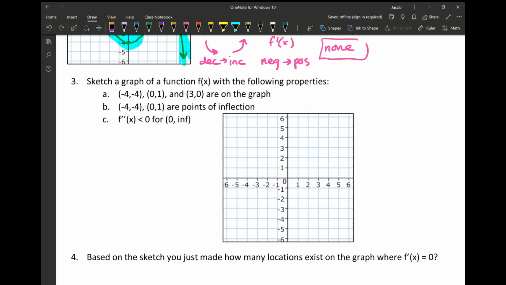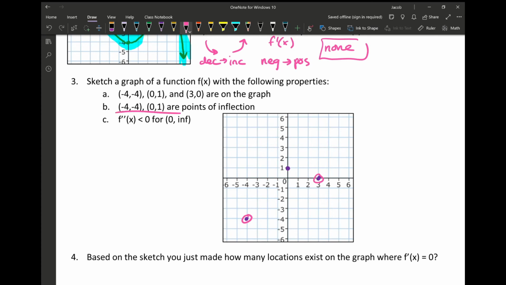So we have (-4, 0) and (1, 3, 0). We know that those points are on the graph, and then we know that -4 and (0, 1) are points of inflection. So these guys. Okay, cool.